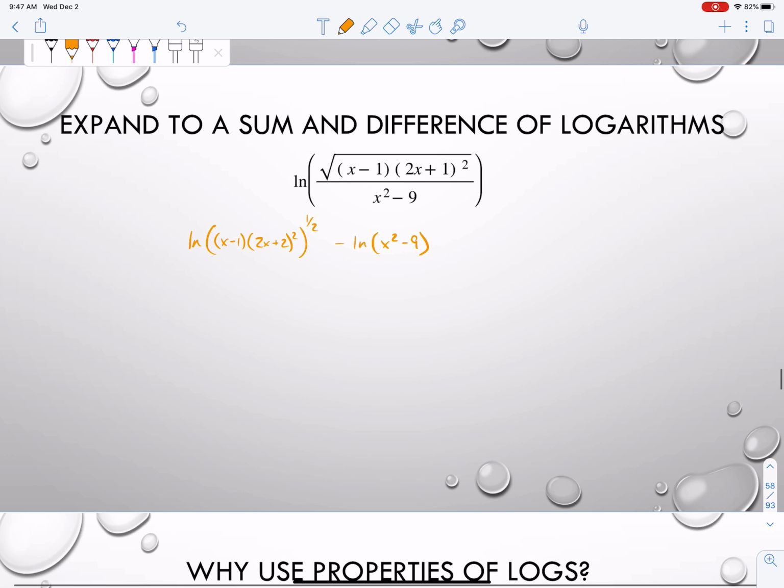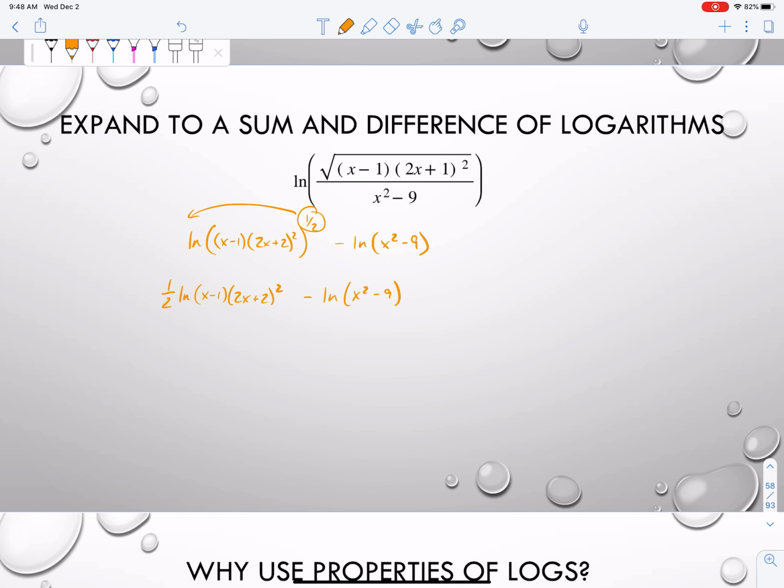Okay, from here, with my power rule, I can bring this 1/2 down in front as a coefficient. So I would have 1/2 natural log of, and it's really the product, x minus 1 times 2x plus 2 squared minus natural log of x squared minus 9. I want to split this using the product rule, but remember it's 1/2 times all of it.